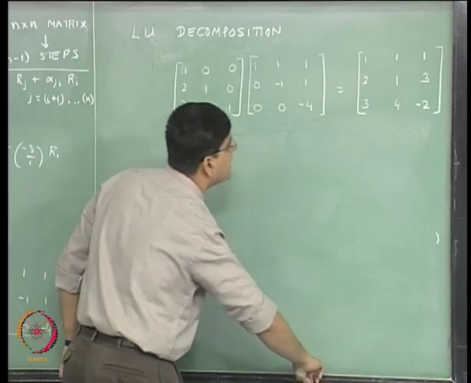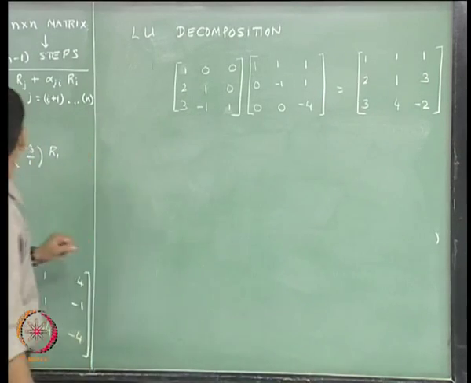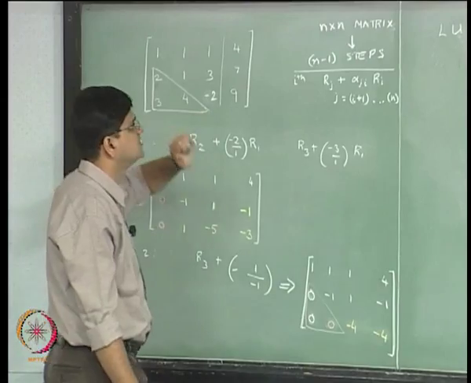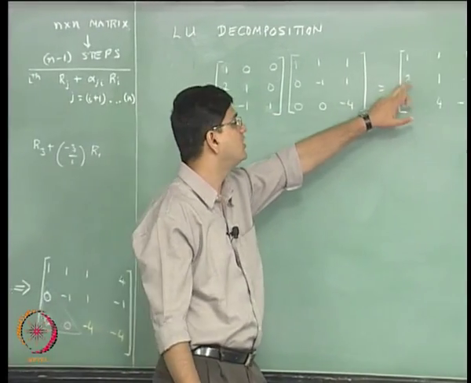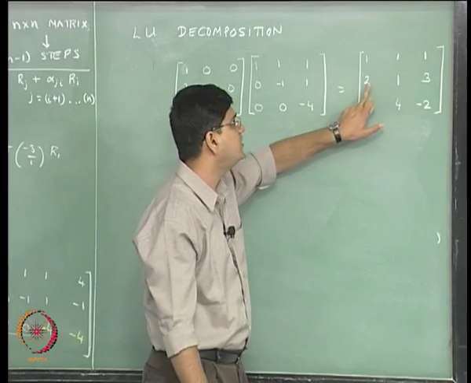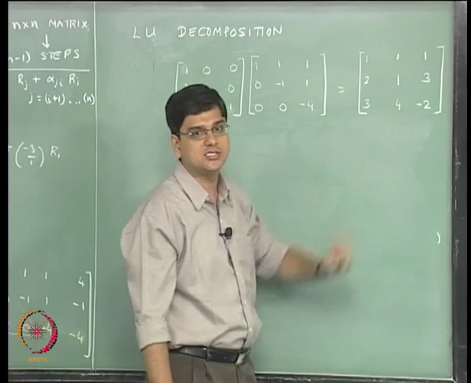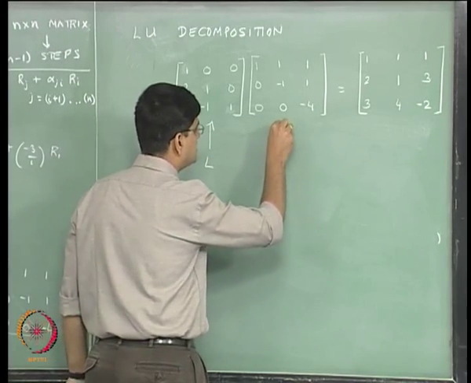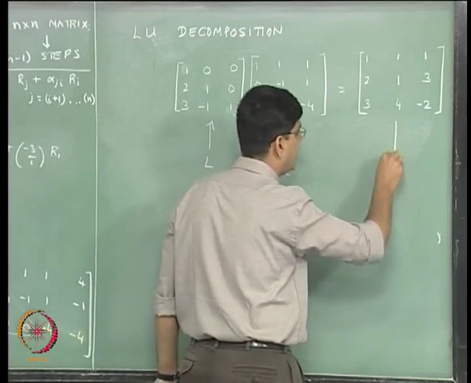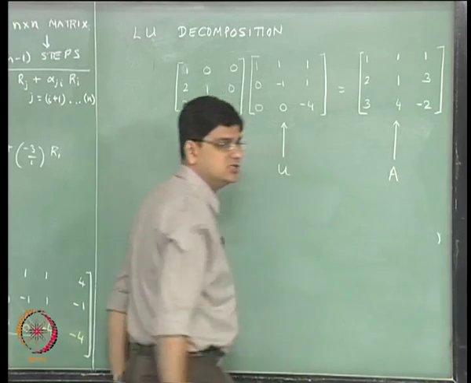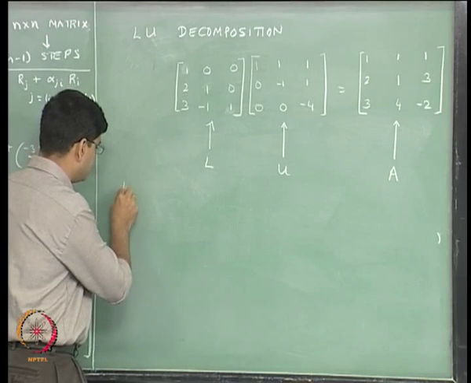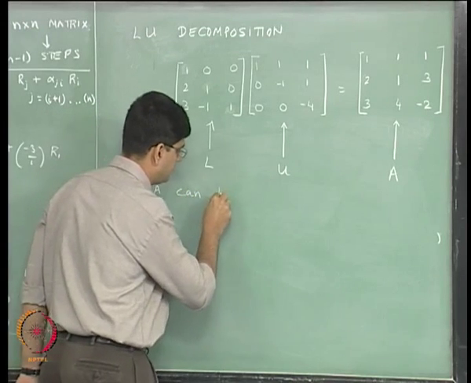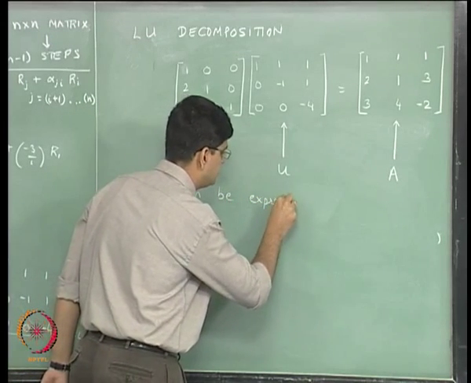Okay. So, let us see what matrix this is. If we compare this with matrix A, 1 1 1, 2 1 3, 3 4 minus 2, that is exactly what we have got by multiplying these two matrices. Okay. So, this is a lower triangular matrix L, this is an upper triangular matrix U, and this is the matrix A. So, LU decomposition is nothing but any matrix A can be expressed as the product of L and U.